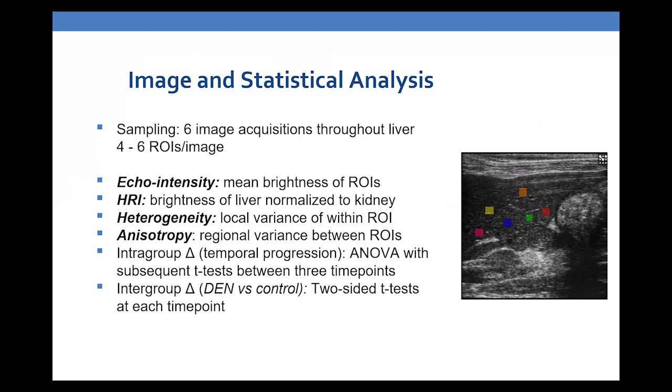4 quantitative measures were extracted from the images. 2 representing the brightness of the liver, which are echo intensity, which is the mean brightness of the ROIs, and hepatorenal index, HRI, which is the brightness of the liver normalized to that of the kidney. And also 2 quantitative measures which represent the variance, which is a measure for the coarseness of the liver tissue. There were heterogeneity, which is the local variance within the ROI, and anisotropy, which is the regional variance between ROIs.